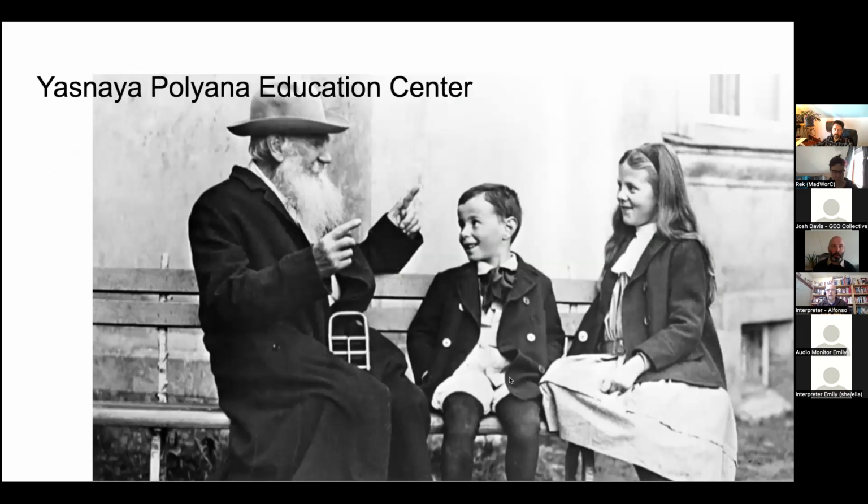At the same time, Tolstoy started his democratic school, the Yasnaya Polyana Education Center, which is still in existence today. And this was also a school that was more self-directed learning, that did not have the disciplinary measures of punishment that a lot of the compulsory schools did at the time.